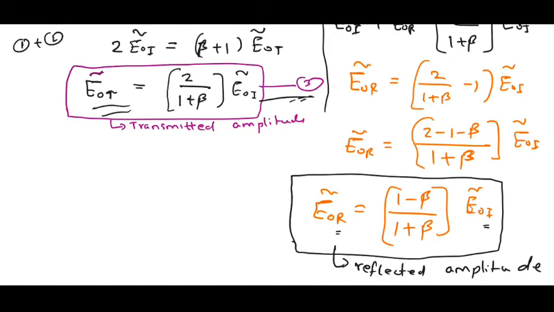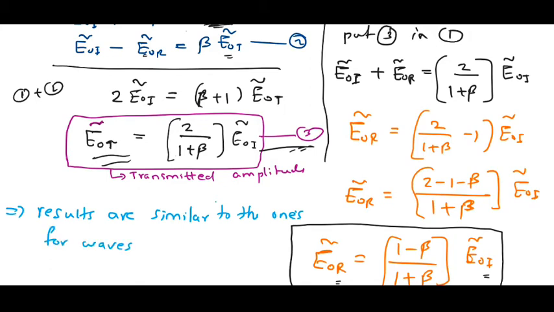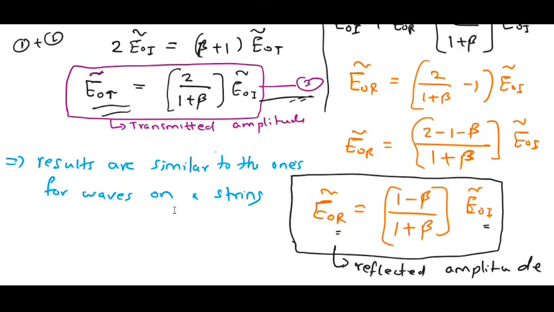If you compare these results with what we already derived in the case of waves on a string, the results are striking. The results are similar to the ones for waves on a string. Now I am going to make a few changes. I am going to replace this beta in the reflected amplitude, and also in the transmitted amplitude, that is in equation 3. Both beta I will rewrite in terms of the velocity.